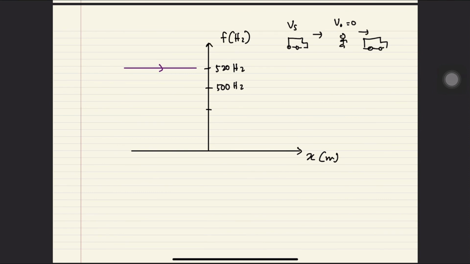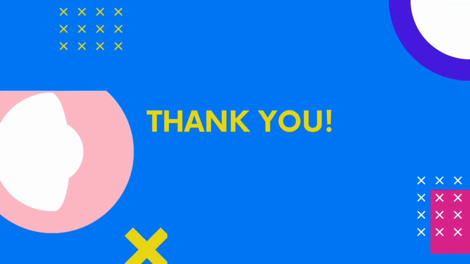And then after that, as the source is moving away, you hear it lower. So maybe it's about 480 Hertz. Okay, and to complete the graph, you just draw it like this. It should have some curve over there. Okay, so this is the graph for F against displacement, position X.